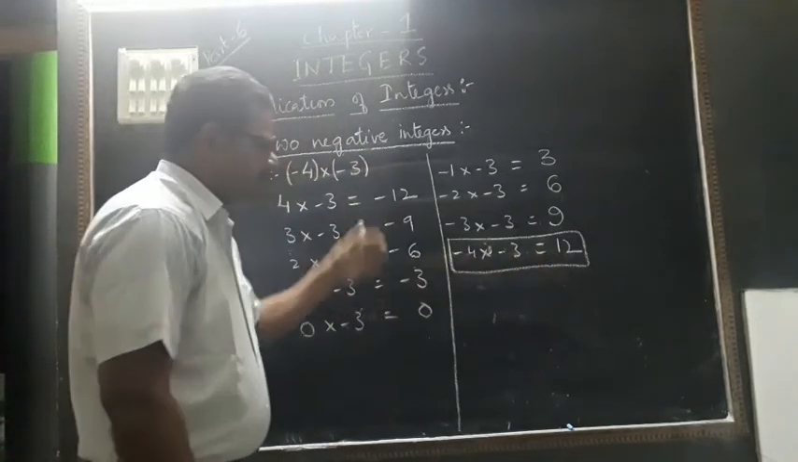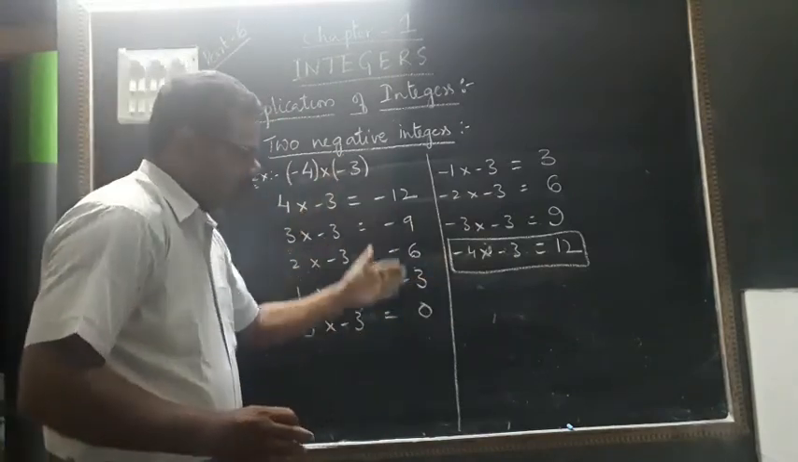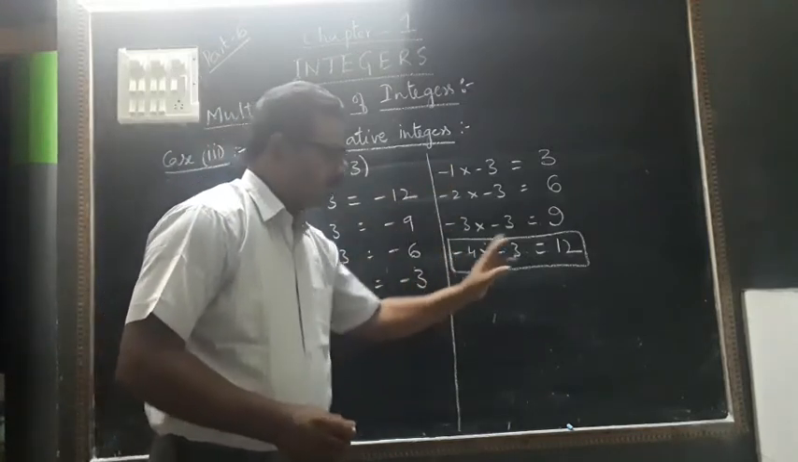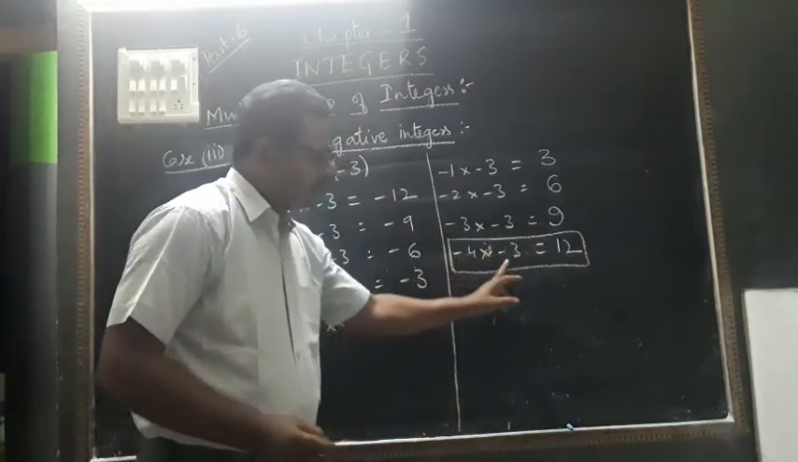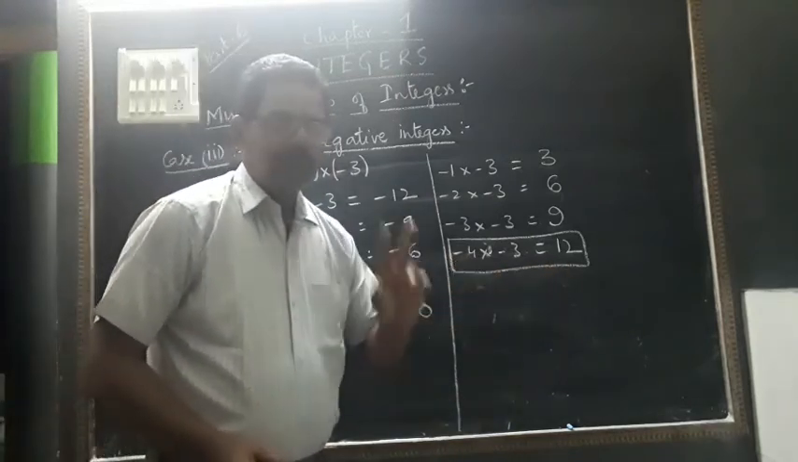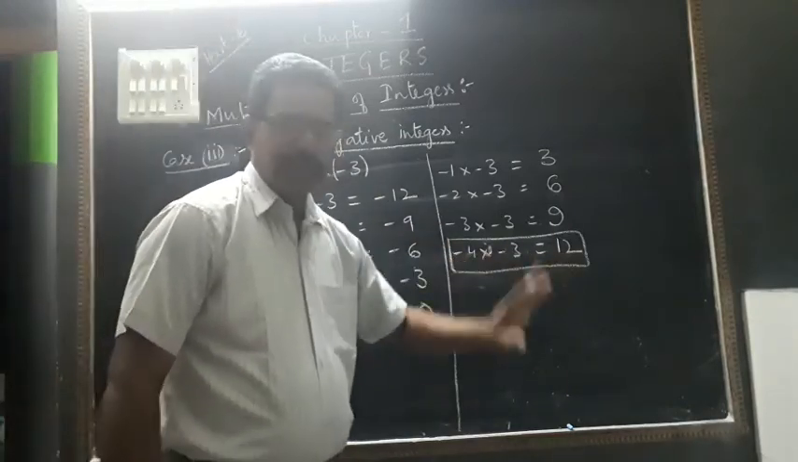Always, no need to write all these patterns. For our understanding, we have written. Always you can check like this. Otherwise directly you can multiply. After knowing this fact, you can directly multiply these two. Any product of any two negative integers will become a positive integer.